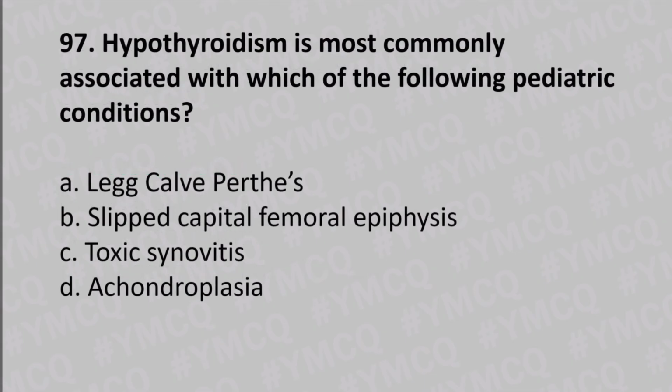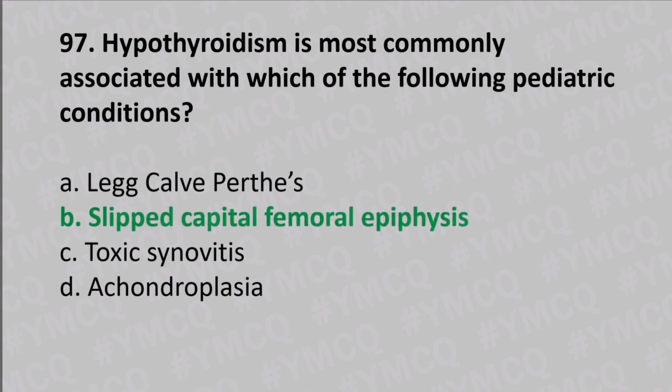Moving to our 97th question, hypothyroidism is most commonly associated with which of the following pediatric conditions? Option A, Legg-Calve-Perthes disease. Option B, slipped capital femoral epiphysis. Option C, toxic synovitis. Option D, achondroplasia. And the answer is Option B, slipped capital femoral epiphysis.